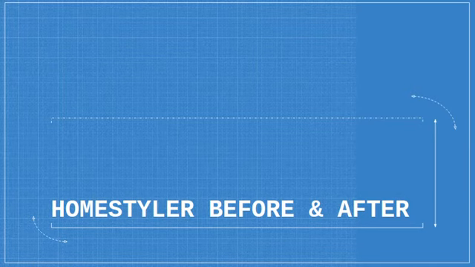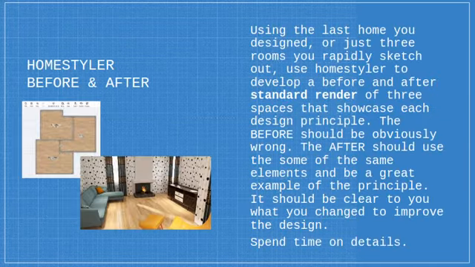Then you're going to go into Homestyler and we're going to make some before and afters. So you can use the last home you designed if you want, or if you just want to sketch three rooms real quick and focus on three different kinds of rooms, that would be awesome. So you're going to develop a before and after rendering of three different spaces. Each space is going to show one design principle. The before should obviously be wrong. Something should make you uneasy when you look at it, or you look at it and you're like, that really doesn't look that great. And then the after should use some, if not all, of the same elements, but you're going to improve it using a design principle from interior design.